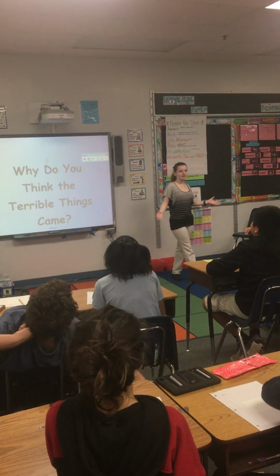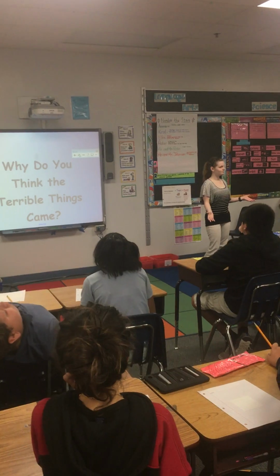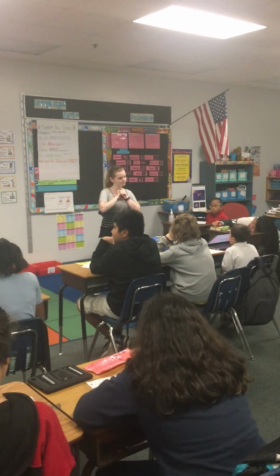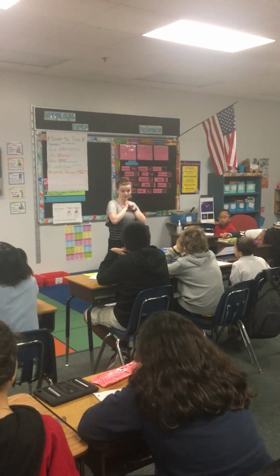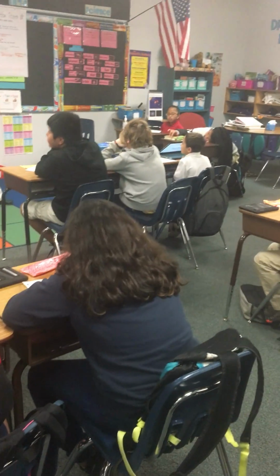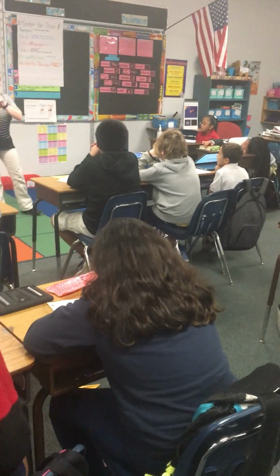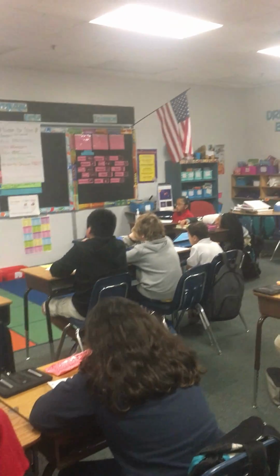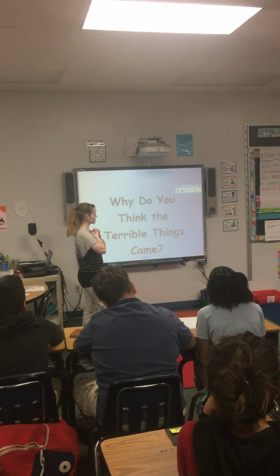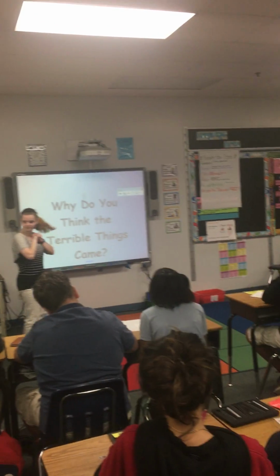So why do you think the terrible things came? Gabrielle? Because they wanted the clearing to themselves. You think they wanted the clearing to themselves? Yeah, they didn't want no animals. They wanted the clearing. Do we all agree with Javiel's thought? They wanted the clearing for themselves? Yeah. Okay.